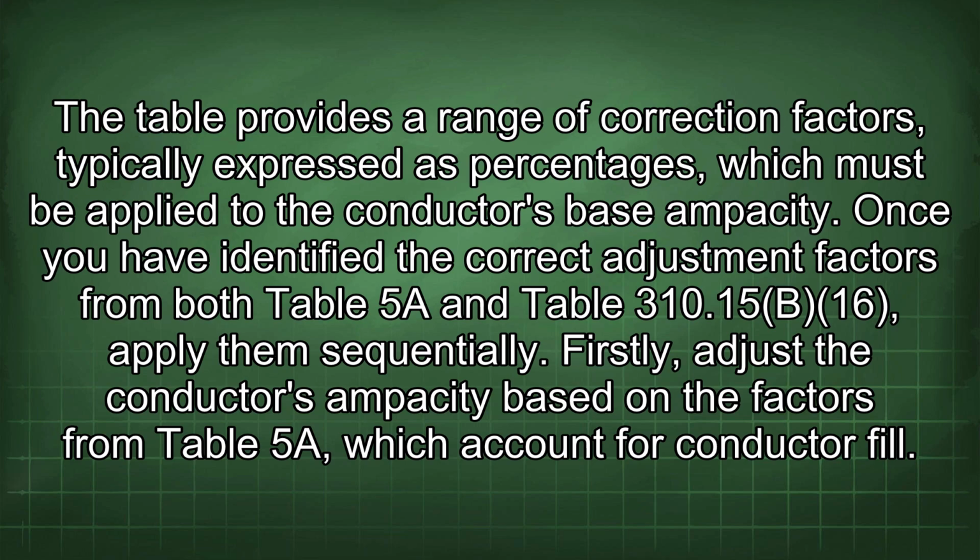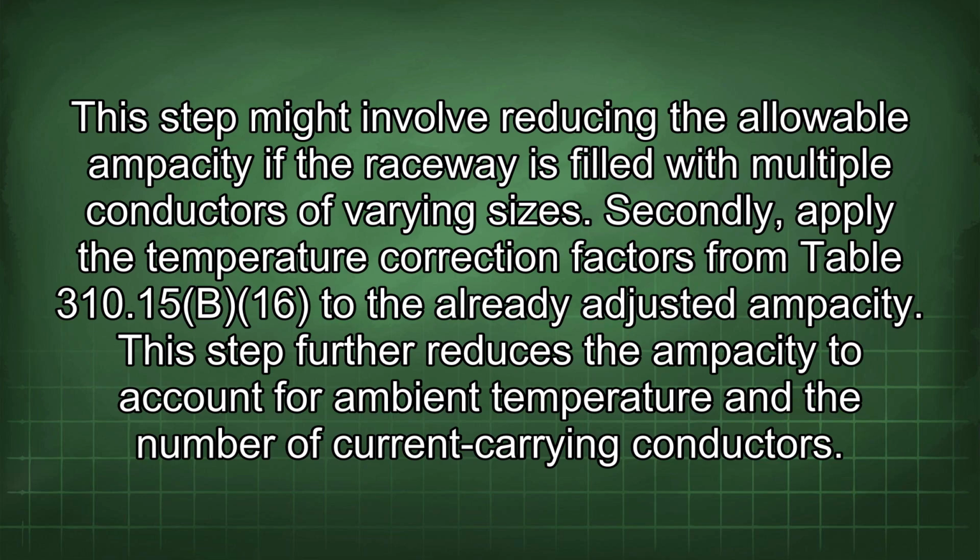310.15(B)(16), apply them sequentially. Firstly, adjust the conductor's ampacity based on the factors from Table 5a, which account for conductor fill. This step might involve reducing the allowable ampacity if the raceway is filled with multiple conductors of varying sizes. Secondly, apply the temperature correction factors from Table 310.15(B)(16) to the already adjusted ampacity. This step further reduces the ampacity to account for ambient temperature and the number of current-carrying conductors.